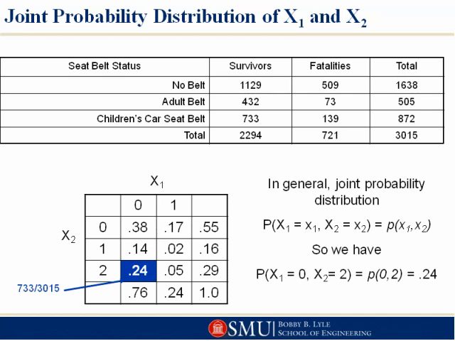So what you see here is the general probability distribution function: the probability that random variable X1 takes a specific value, little x1, and random variable X2 takes a specific value, little x2, has associated with it a probability of x1 and x2. This gives you the joint probability distribution associated with these two random variables based on the raw data.